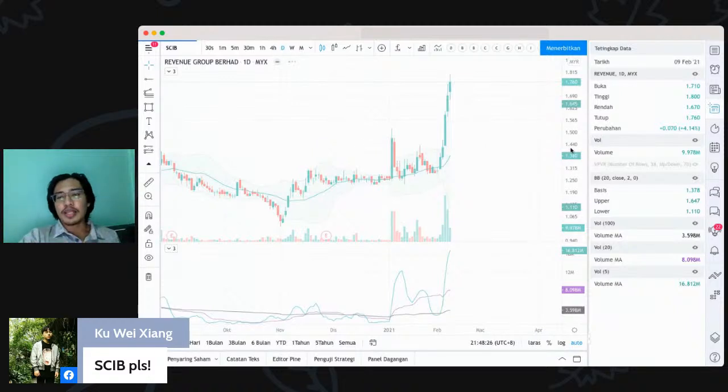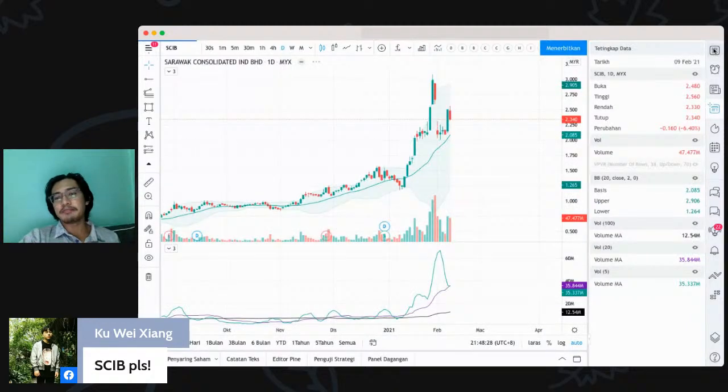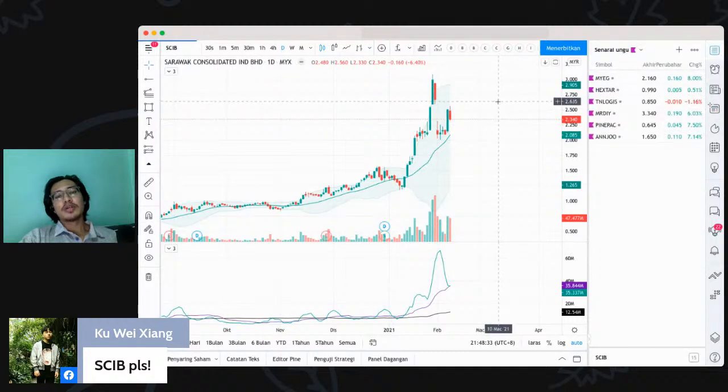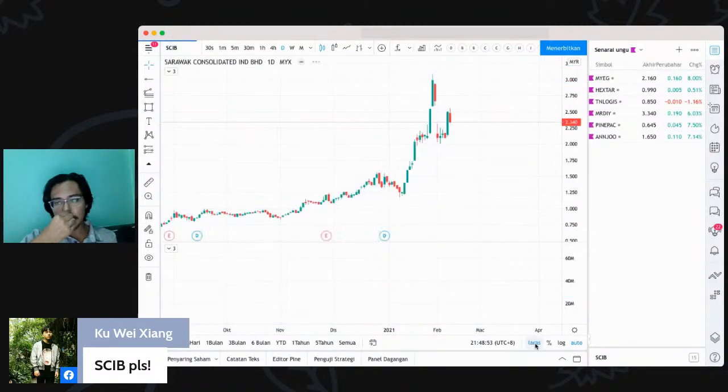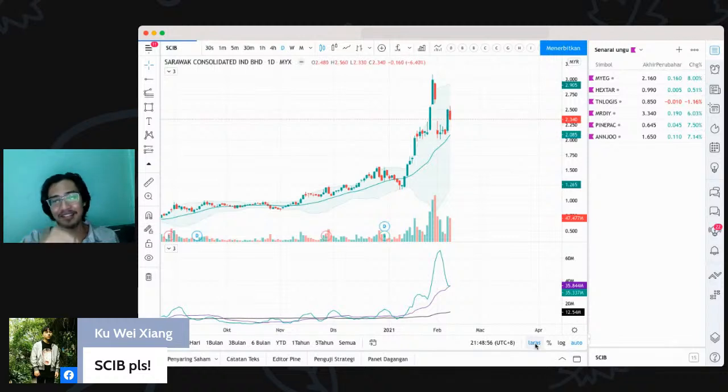All right, so SCIB did a correction today. Actually, this is already another discussion, we just take Q&A. So for SCIB, here is a strong resistance. Why a strong resistance? Because this is a gap. And sorry, I don't think this is a gap. It's maybe not adjusted yet. Okay, it's really a gap, right?